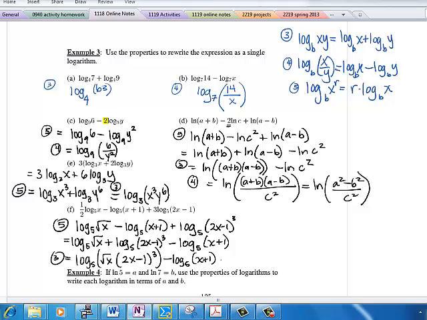And then we'll use property 4 to combine the difference into a logarithm of a quotient. And then we're done. So again, this is the type of thing we're going to be using extensively when we start solving logarithmic equations, trying to take a sum or difference of logarithms and combine it into a single logarithm.